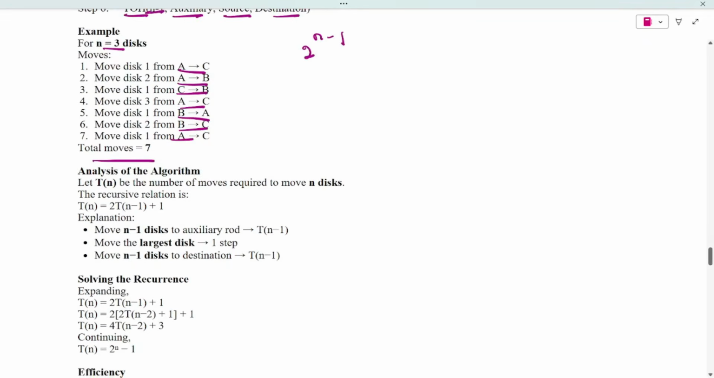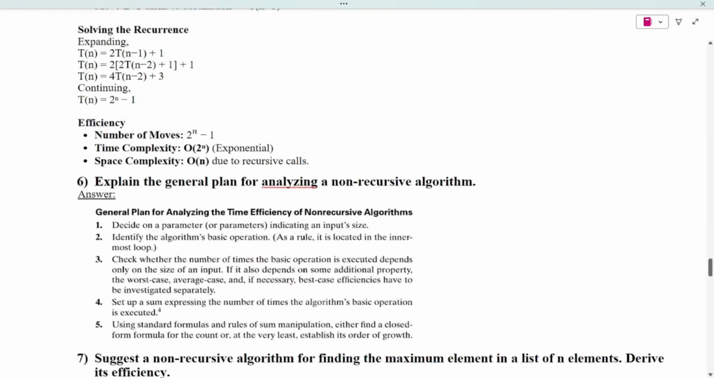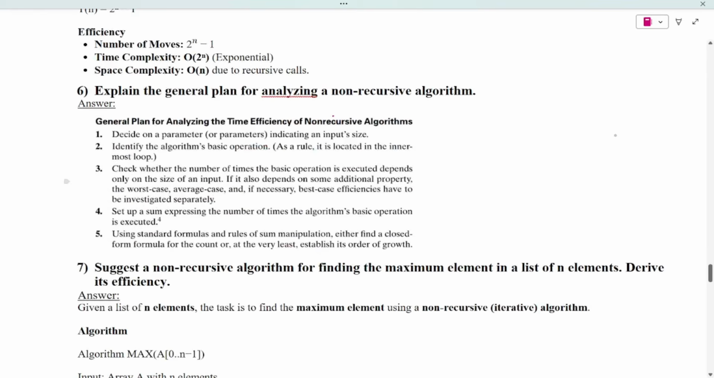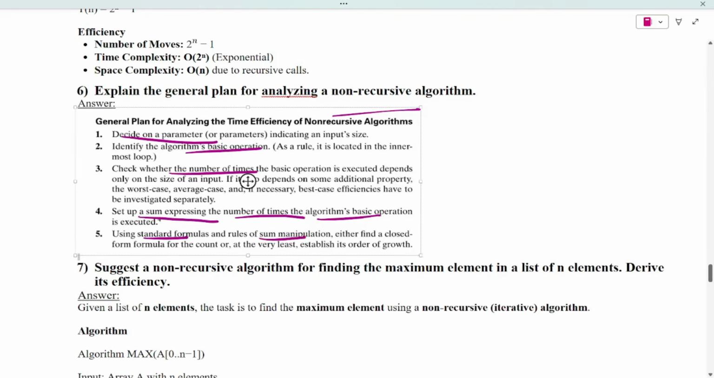Now we can see the next question. I hope you got this. For the non-recursive also we will follow the same steps, that is decide on the parameter, then the basic operation, check the number of times, and here what you will be doing, set up a sum expressing the number of times the basic operation is executed. Only the fourth step here will be changing, the rest all is the same. Fourth and fifth step you have to be careful. And next you will apply the standard formulas and rules for sum manipulation, and you will be finding its order of growth.